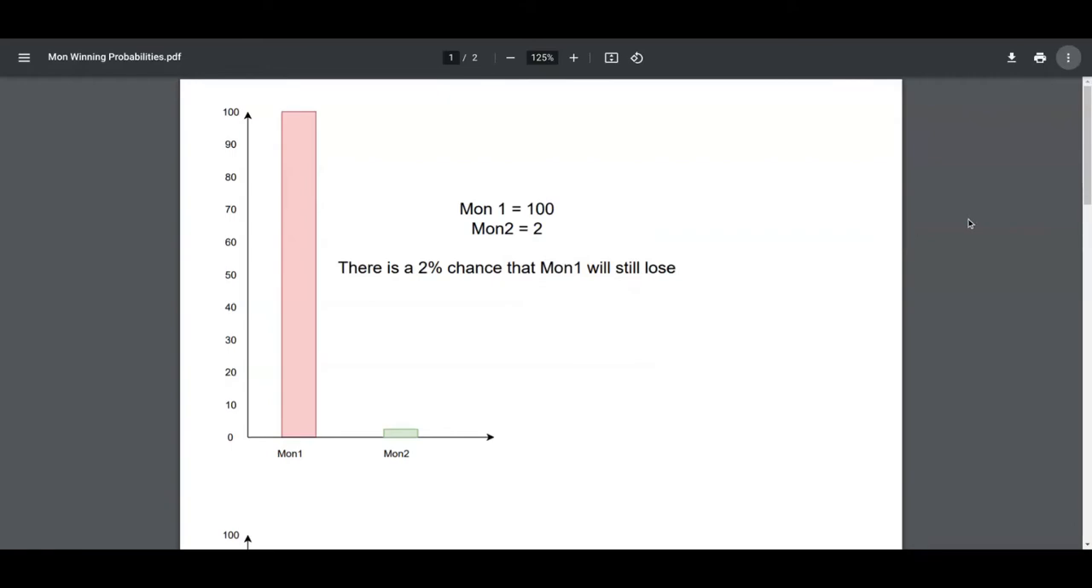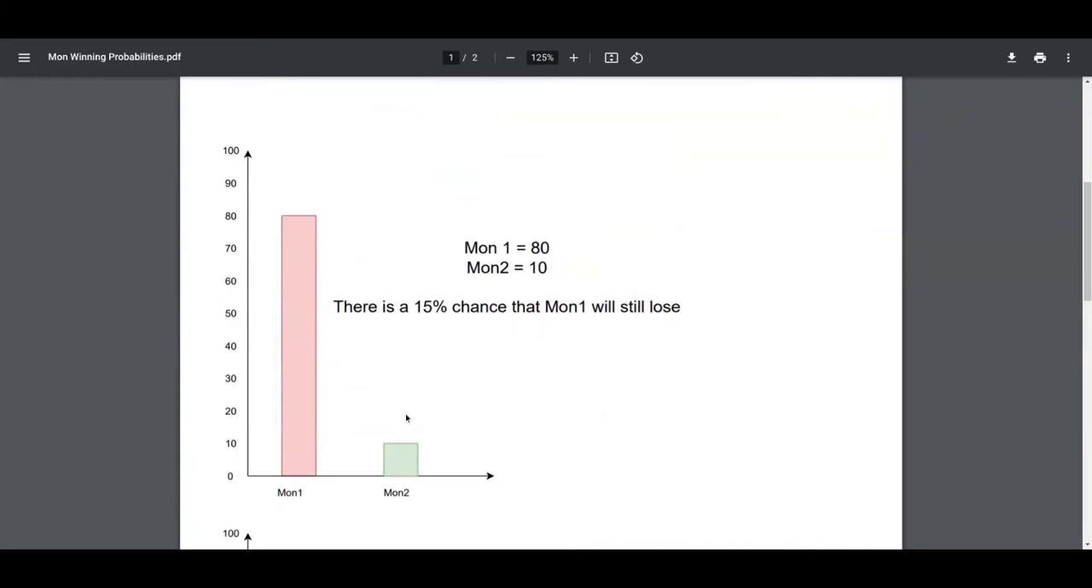So the factors that determine the winner of the game are the rating, the XP of the CryptoMon, the type of the CryptoMon, and a small factor of randomness. So let's say there are two CryptoMon, Mon 1 and Mon 2. Mon 1 has a rating of 100, Mon 2 has a rating of 2. And as you can see, evidently, there is a huge gap in the rating. But there is a 2% chance that Mon 1 will still lose owing to the randomness factor.